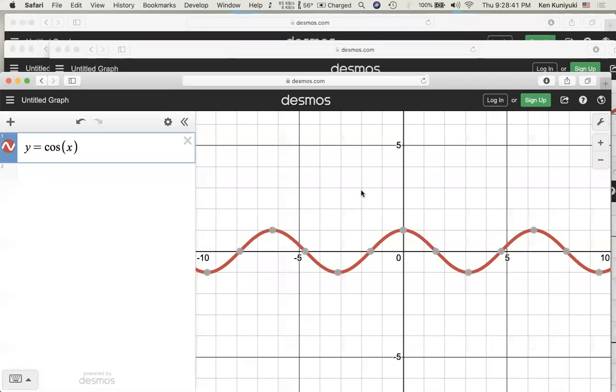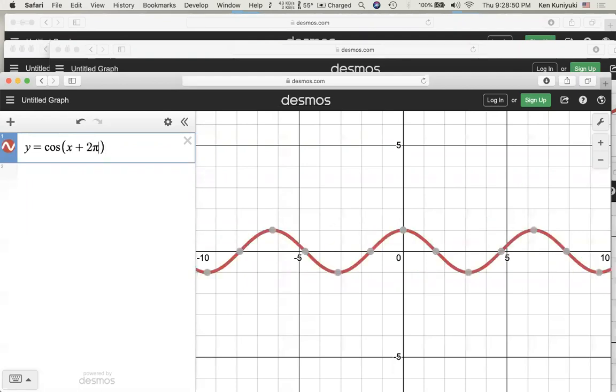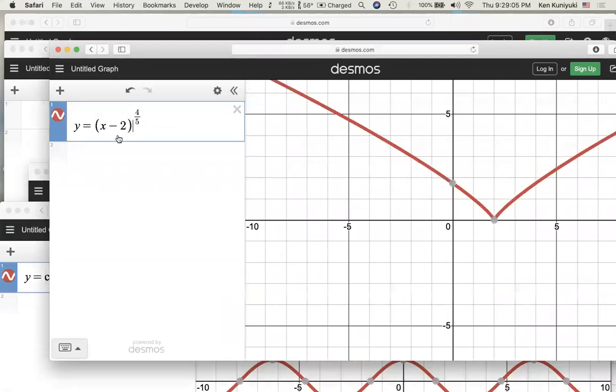That's an even function, symmetric about the y-axis. But there are various horizontal translations. If you adjust this by the period, it's the same graph, right? If you take the argument and add 2 pi, 4 pi, 6 pi, it's the same graph because these are periodic. But you're correct that a horizontal translation would normally mess it up. Like if I do this, yeah, that messes it up.